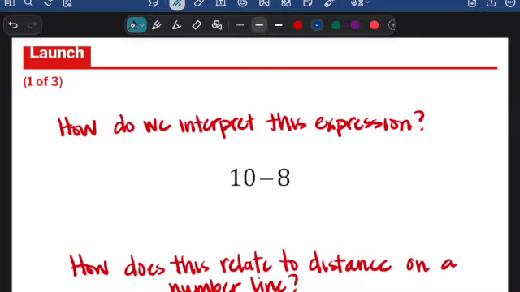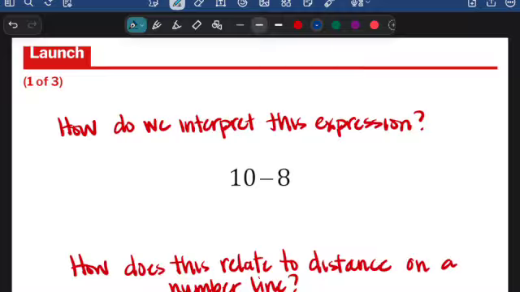All right. Here is a subtraction problem. We have 10 minus 8. What are ways that we can describe this expression? We could say 10 subtract 8. We could say 10 take away 8. These might be some phrases that you've heard in math, but we want to look at how it relates to distance on a number line.